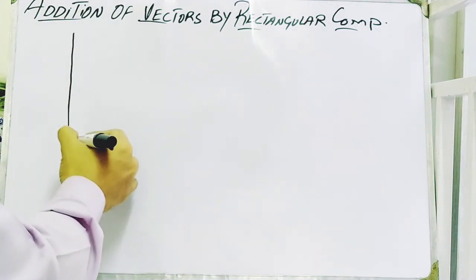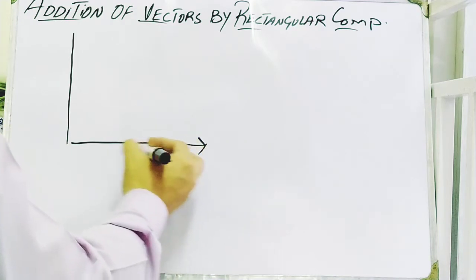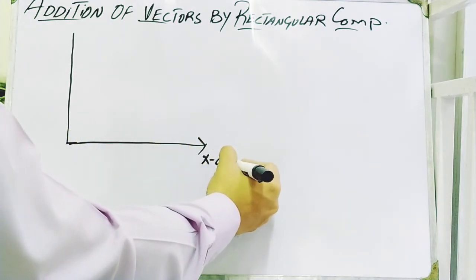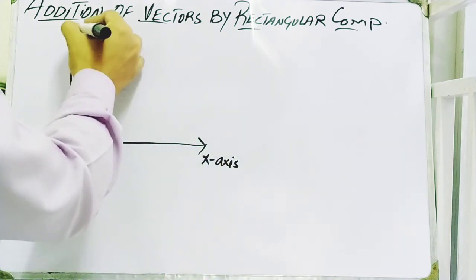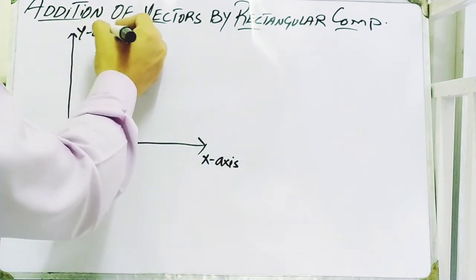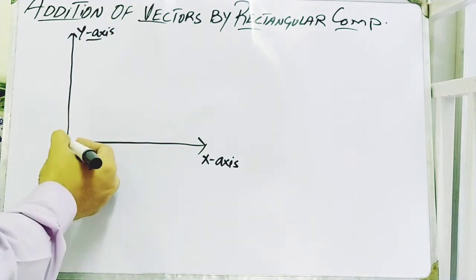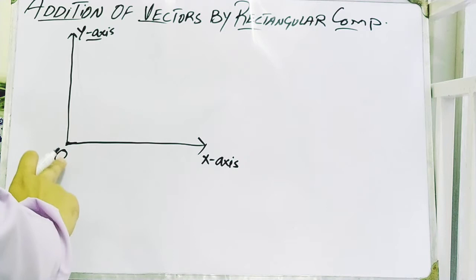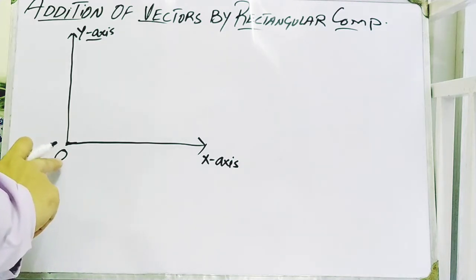Cartesian coordinates are basically described by two coordinates which are called x-axis and y-axis, and this point is called the origin. At this point, the values of x and y are both equal to 0.